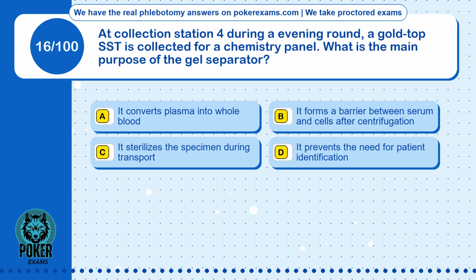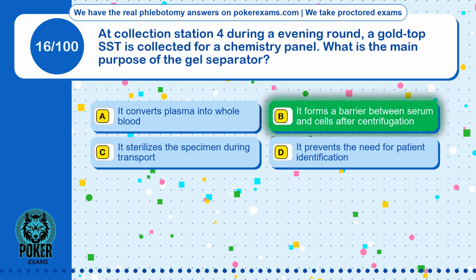Question 16. At collection station 4 during an evening round, a gold top SST is collected for a chemistry panel. What is the main purpose of the gel separator? Option A. It converts plasma into whole blood. Option B. It forms a barrier between serum and cells after centrifugation. Option C. It sterilizes the specimen during transport. Option D. It prevents the need for patient identification. The correct answer is option B.